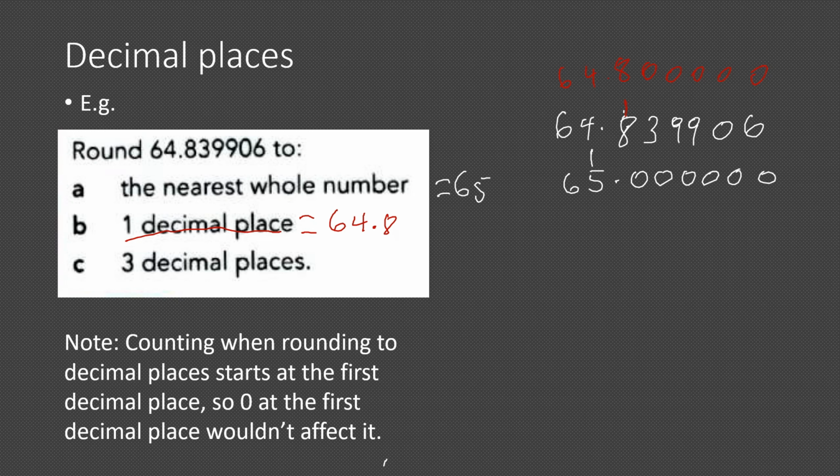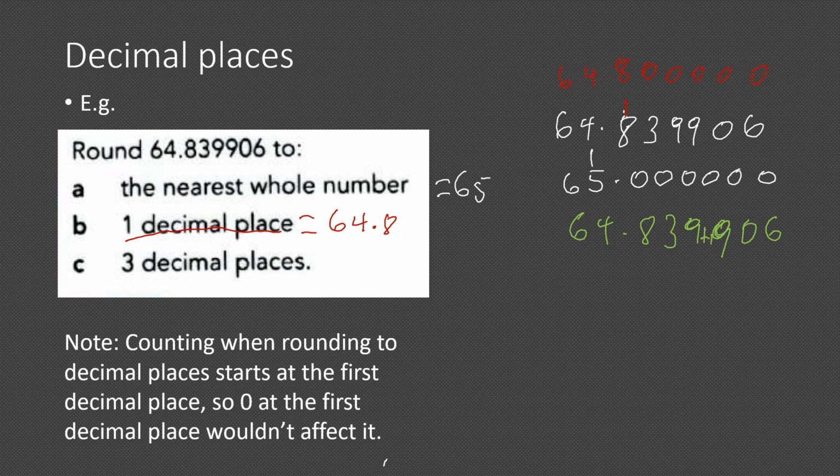And the last question has us taking it to 3 decimal places. So 64.839906. So what we'll have here is that we'll look at the third decimal place, which is 1, 2, 3, so 9, the first 9. And then we look at the number after 9, which is now 9 as well. So what we'll do, because it's in the range of rounding up, is that we'll add 1.